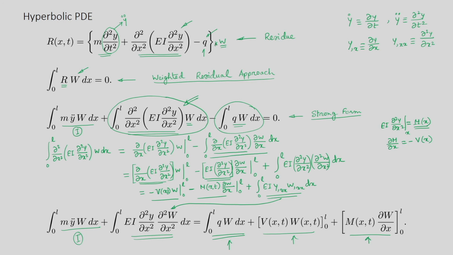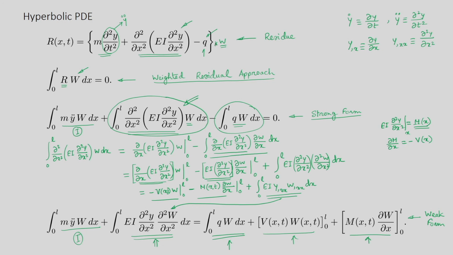Alright, now as I have discussed earlier, here the continuity requirement on y has reduced compared to the strong form, so we call this a weak form.